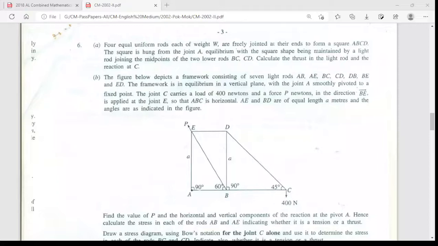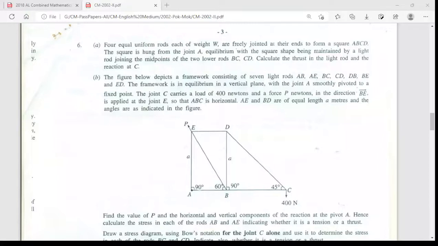Four equal rods of weight W are connected together to form a square ABCD, smoothly jointed at their ends. You have four rods of equal mass, each of weight W, connected together to form a square shaped frame. Then how do they maintain the shape of the square?